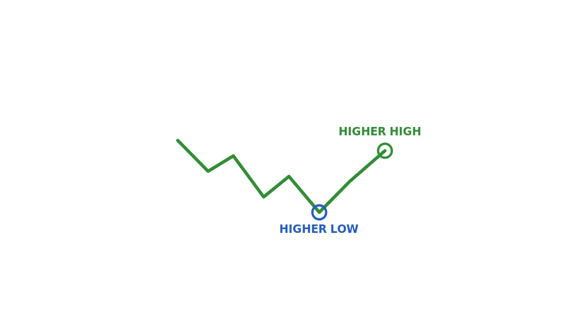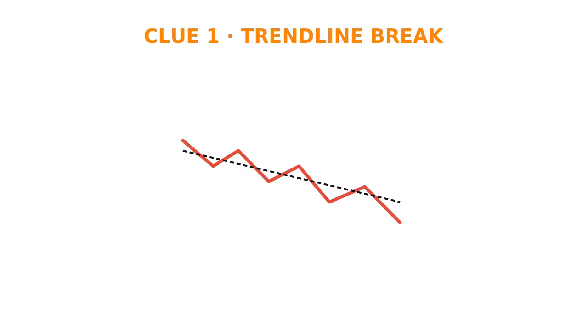So here is the sequence of clues, in the order they usually appear, that a downtrend may be ending. Watch them stack up, one by one. Clue 1. The downtrend line breaks. If you draw a line connecting all those lower highs, the price eventually closes above it. The ceiling that kept pressing the stock down is cracked. On its own, this is just a hint, but it is the first whisper that something is changing.